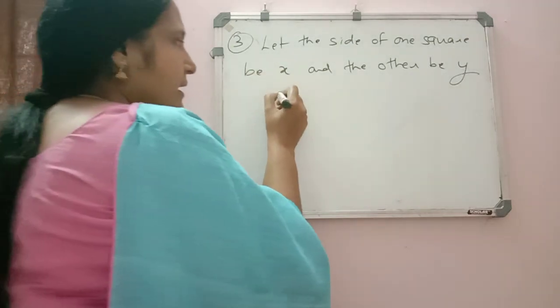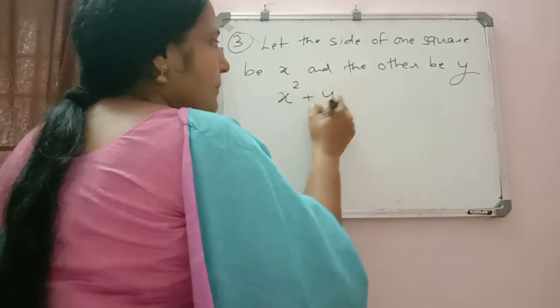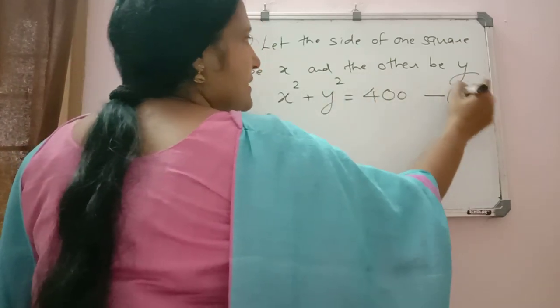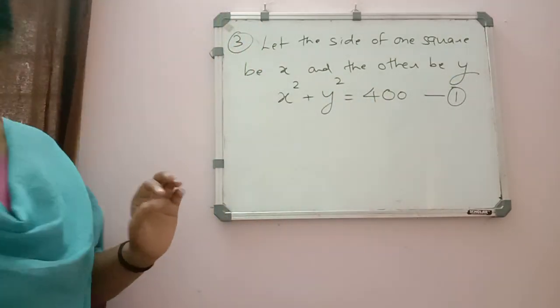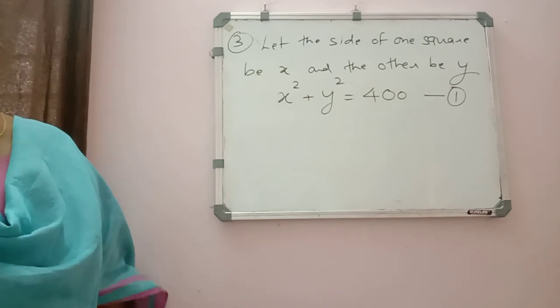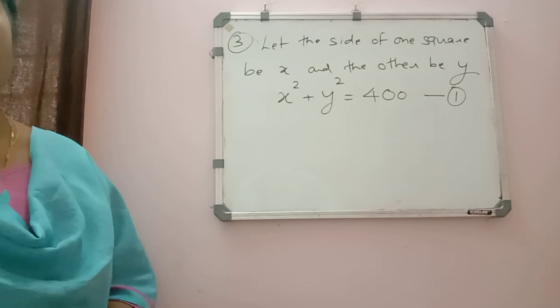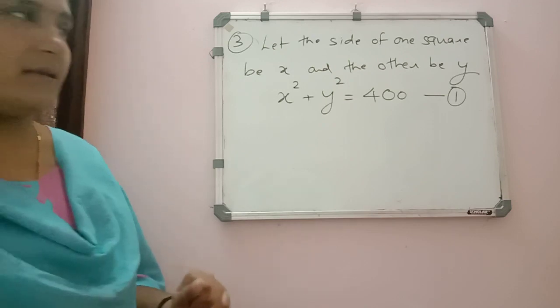So our equation will be x square plus y square is equal to 400. Make it equation number 1. Now moving on to the next information. The next information written is: if the difference of their perimeter is 16 centimeter.